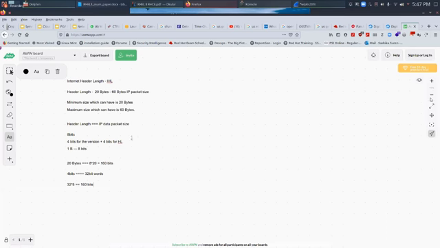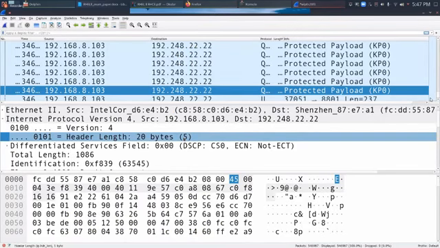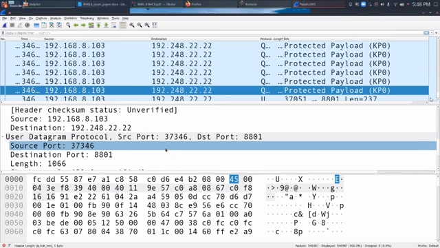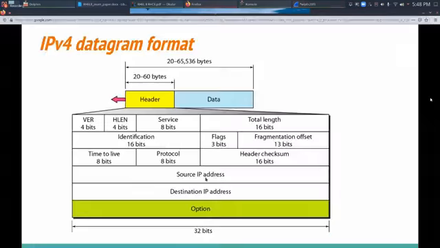That is the minimum value. You can see that's why it says 5 here also. If the internet header length is greater than 5, definitely the options field is enabled. So they do have an options field enabled in this one. Is it clear, guys?